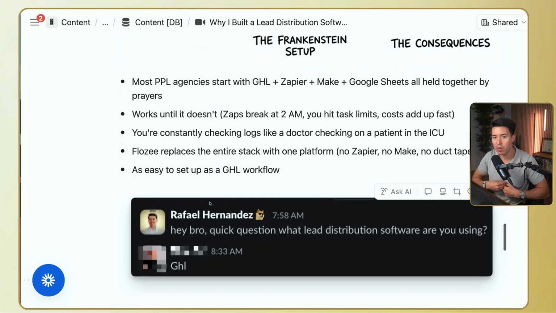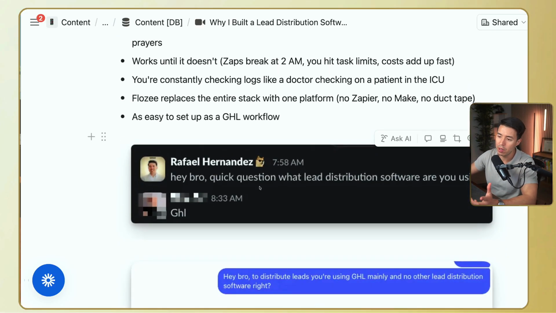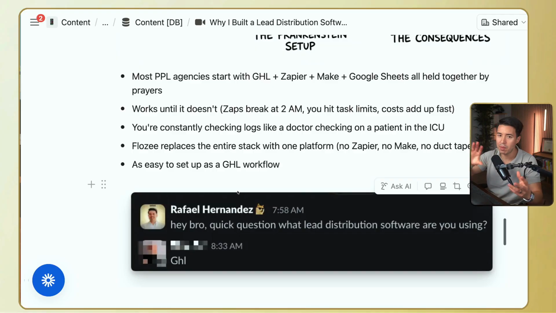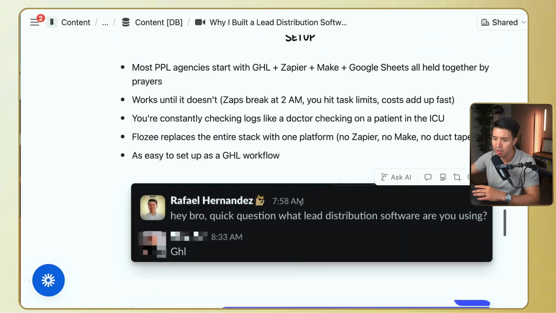And I'm in this community of 500-plus different PPL agency owners, brokers, media buyers, etc. I asked a few people, I said, hey bro, quick question. What lead distribution software are you using? GoHighLevel. So they're kind of building out some GoHighLevel workflow. Again, you have to track the caps of each client, right? This client A has a total cap or weekly cap of this. You have to go and duct tape some GoHighLevel solution and do all of that.